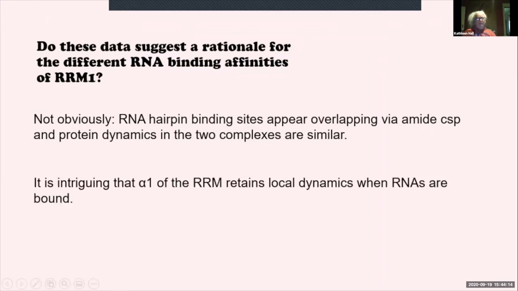So getting back to alpha 1, it's a little odd, at least to me. I've looked at a lot of these RRMs, and they all sort of look the same. And that's another part of the problem in trying to figure out how they work, because their structures are almost superimposable, of the at least 10 of them that are now known. And so the dynamics of alpha 1 are weird.